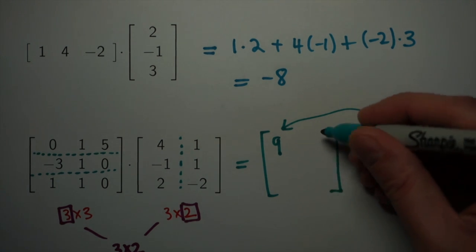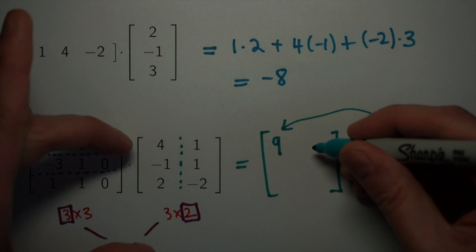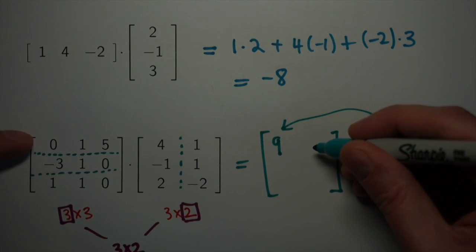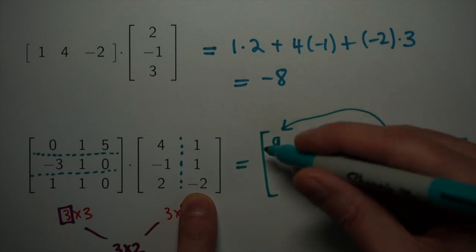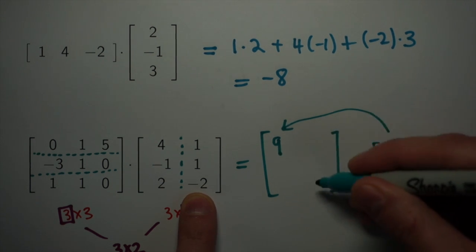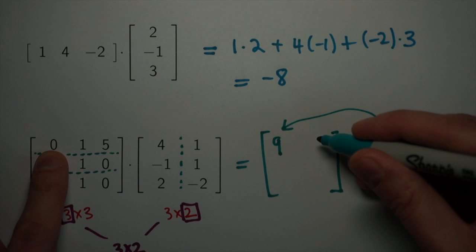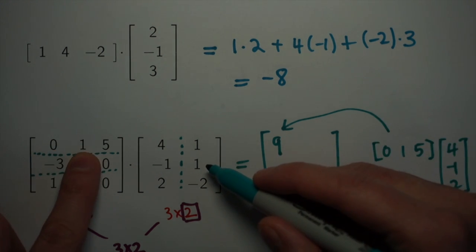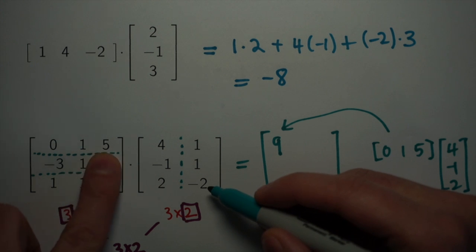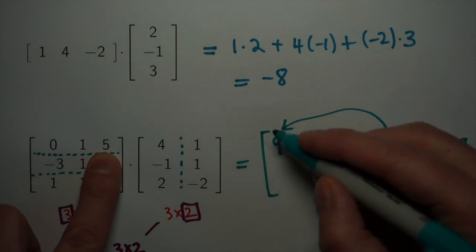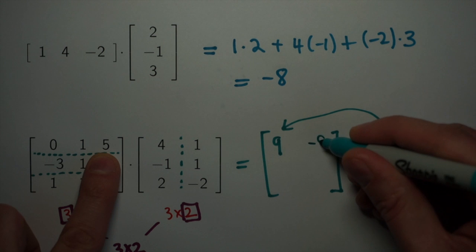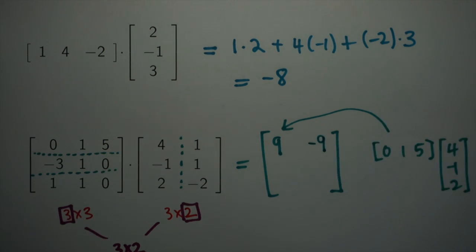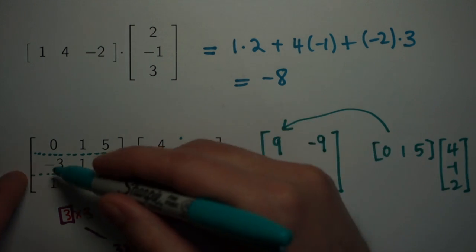To fill in the second spot here, we are looking at the first row and the second column. So we take the first row and the second column of our original two matrices, multiply those together, and that'll fill in this spot. We do that. It's 0 times 1 plus 1 times 1, so we're up to 1, plus 5 times negative 2. So 1 minus 10 is negative 9. And you can check those numbers to make sure they work out. We have 4 more entries to fill in.